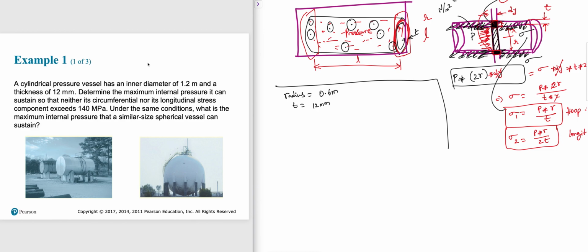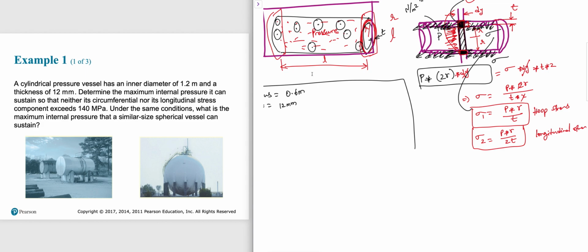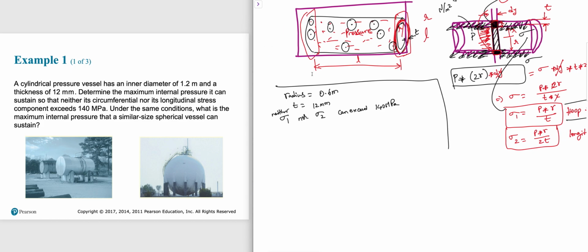Determine the maximum internal pressure it can sustain. What is the maximum pressure it can sustain so that neither its circumferential nor its longitudinal stress exceeds the limit? Hoop stress is basically circumferential stress. That means neither sigma 1 nor sigma 2 can exceed 140 megapascal. Neither of them can exceed 140 megapascal. For this to happen, what is P? That's the question.